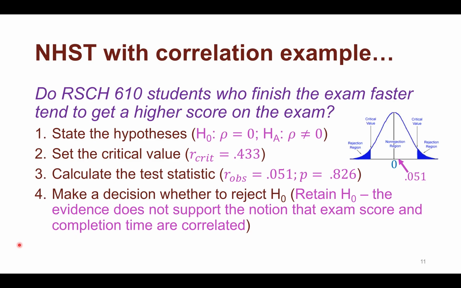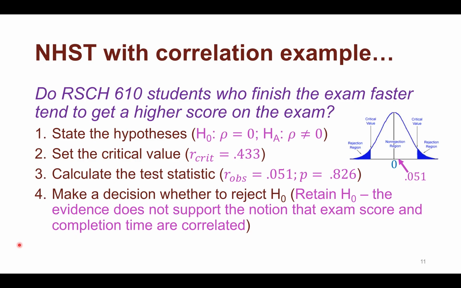For these, I'm going to use the Greek symbol rho, which is basically like an R in Greek. It looks like a lowercase p, but it's actually an R in Greek, or a rho. So rho equals 0 is my null hypothesis. Rho does not equal 0 is my alternative hypothesis. The null is that there's no correlation. The alternative is that there is a correlation.